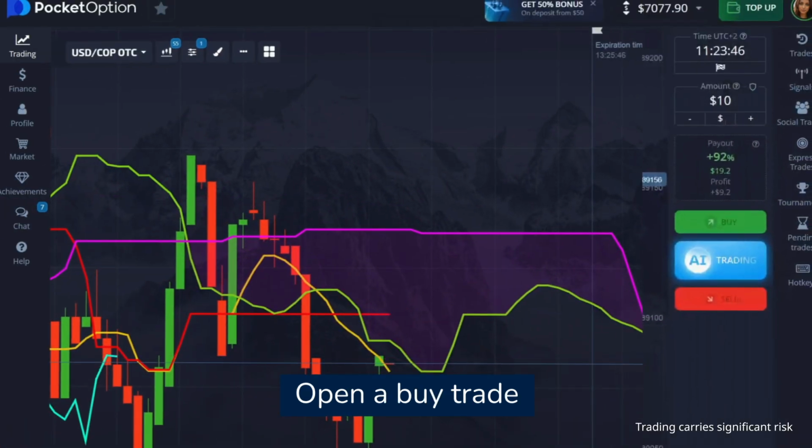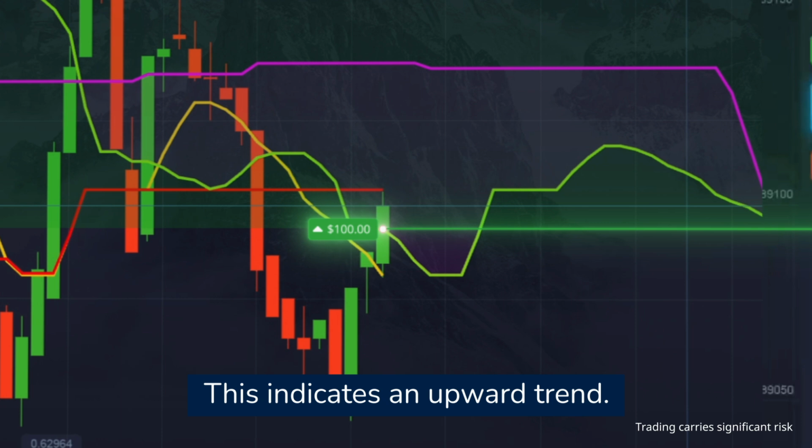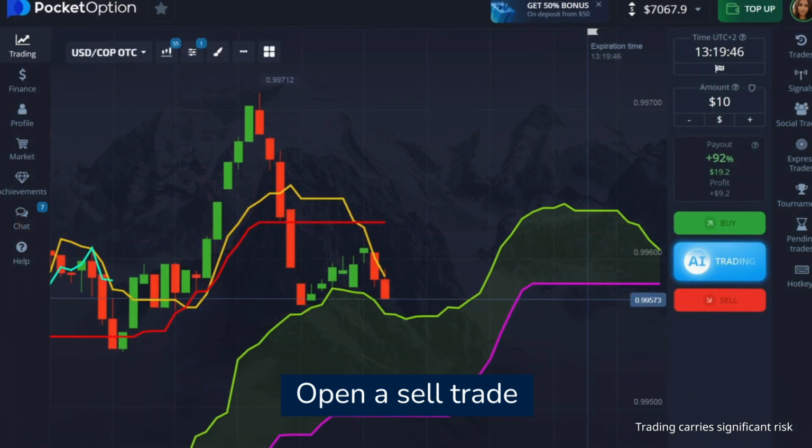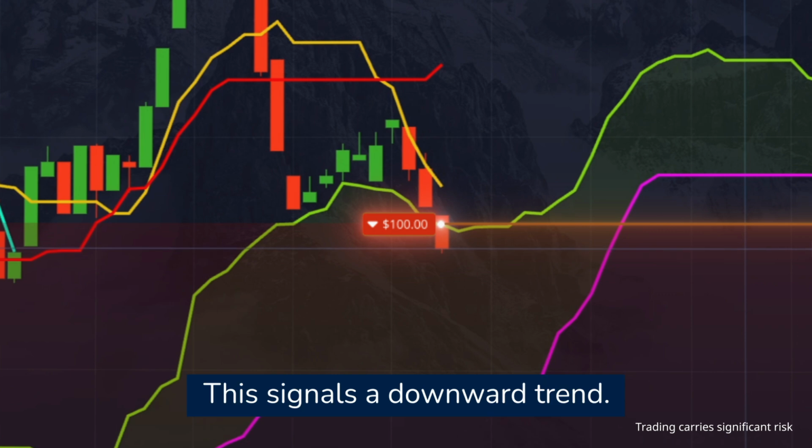Open a buy trade when the price crosses the cloud from below. This indicates an upward trend. Open a sell trade when the price crosses the cloud from above. This signals a downward trend.